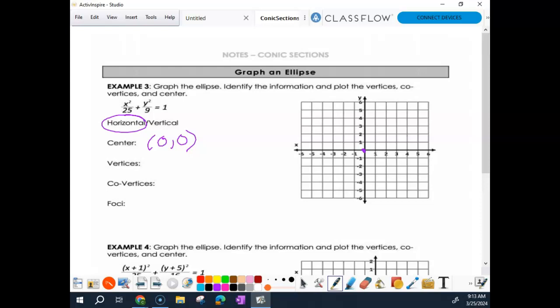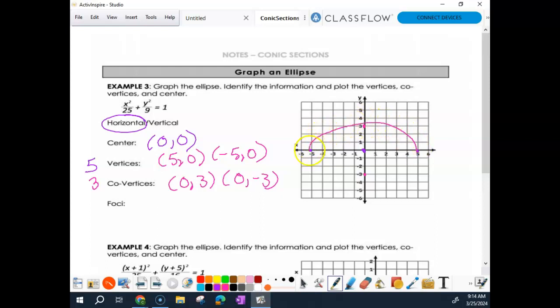So next, if A squared is 25, what's my A value? 5. 5. So I'm going to count 5 and 5. If my B value is 3, I'm going to count 3 up and 3 down. So here we have this.